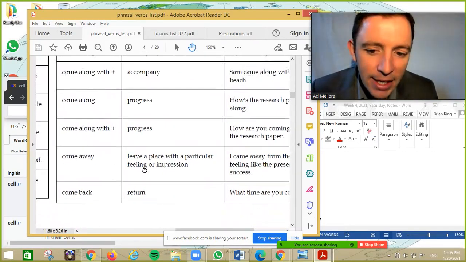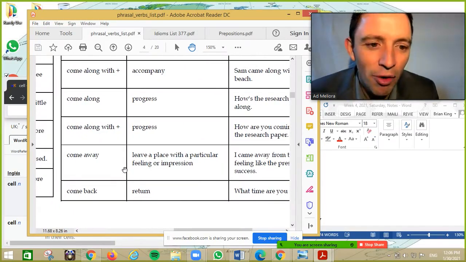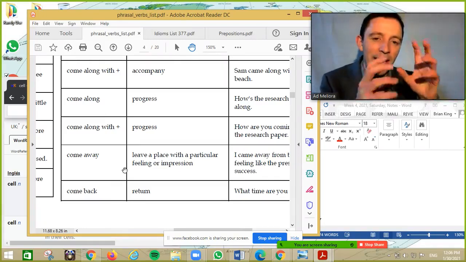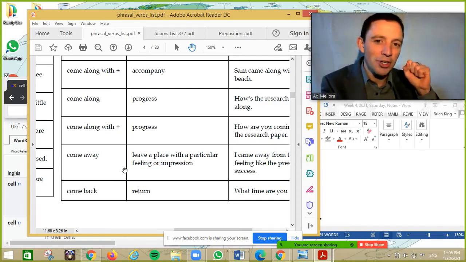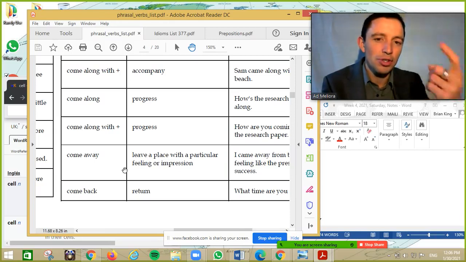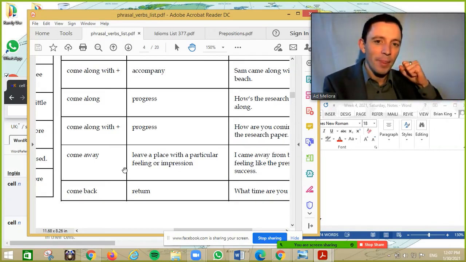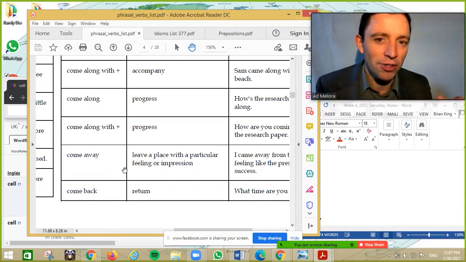Come away is, as we said before, like take away. You remember the university lecture? You go to the lecture and you take away information. You take away something good, and it's the same with come away. So you go to class, you go to school, asistir a escuela, and you come away, como venir fuera con más información. Come away with, and that's logical in my opinion.